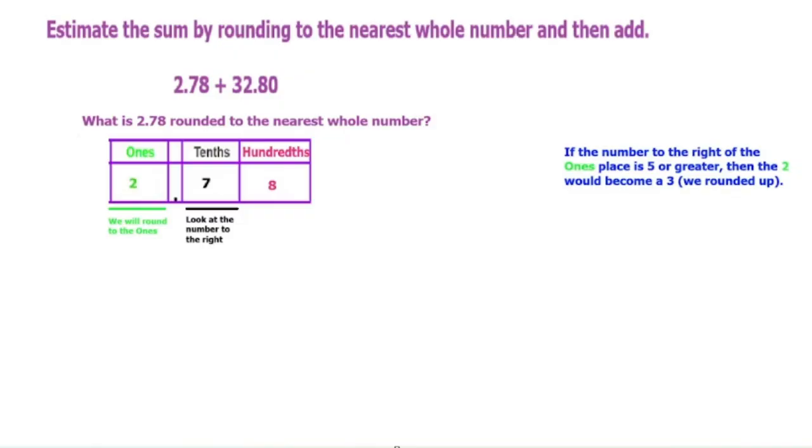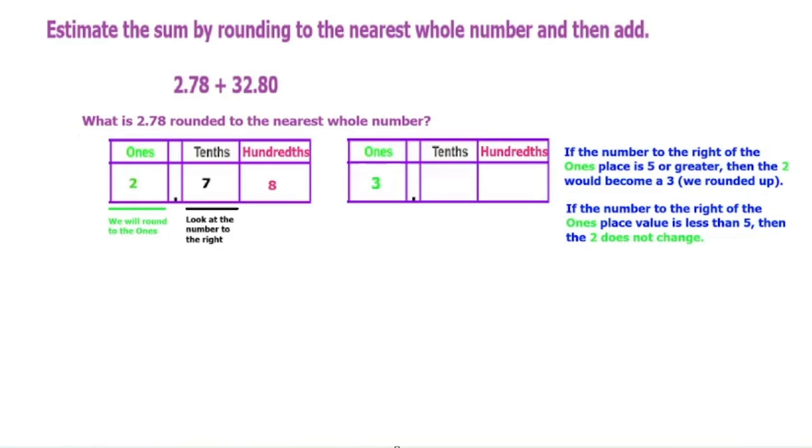So what if this number in the tenths was less than 5? If the number to the right of the ones place value is less than 5, then the 2 does not change. So we would just leave the 2 as is. Okay?